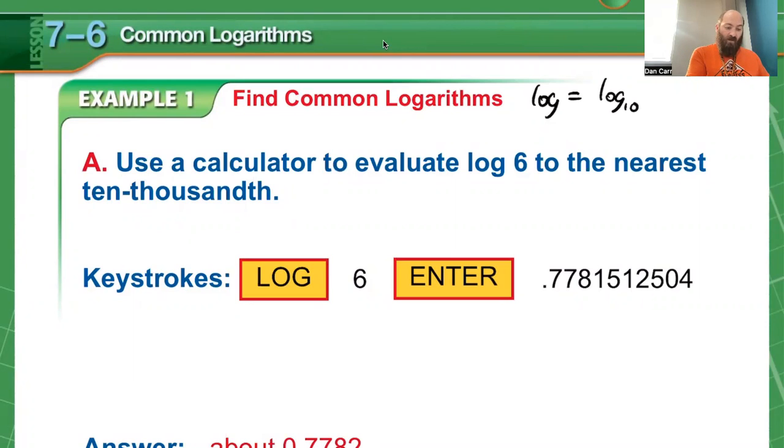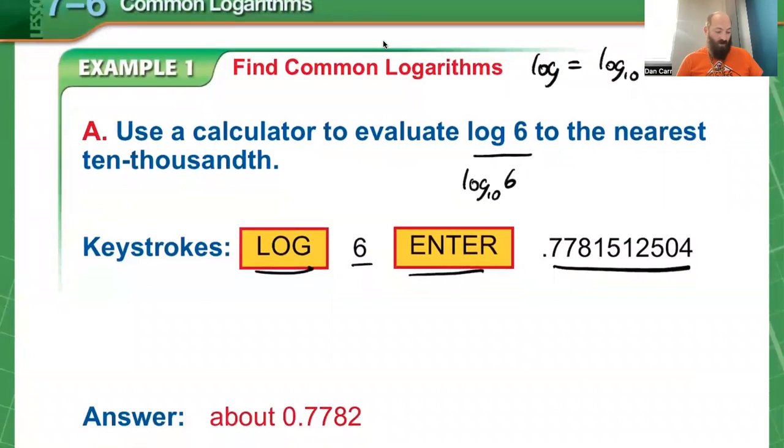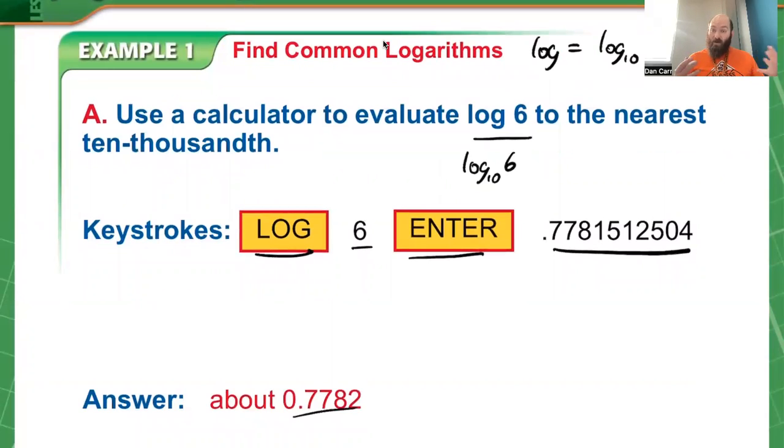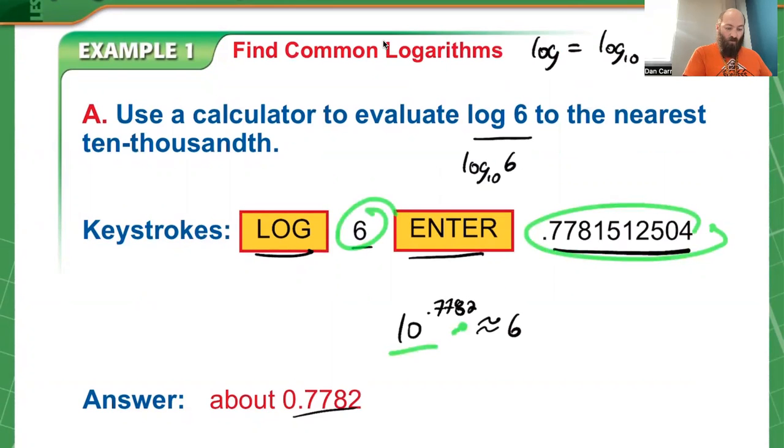If you use a calculator, you evaluate log of 6. Technically speaking, what that's doing is log base 10 of 6. So if you hit log 6, enter, you get this decimal number, and you can round it off. What this means is 10 raised to the 0.7782 should be about 6. That's something you can try on your own and go back and forth to double check. If you do log of 6, that comes out to this. If you take 10 raised to that exponent, it should come back to that 6.